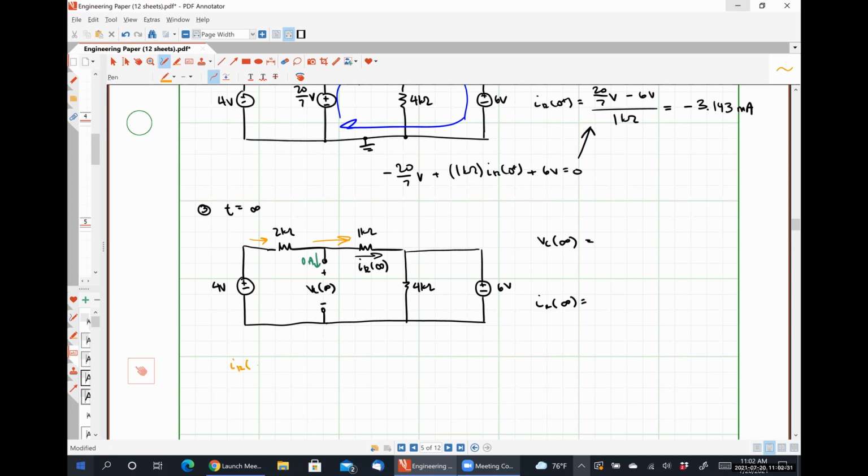So I could say that IR at infinity is 4 volts minus 6 volts divided by 2 kilo ohms plus 1 kilo ohms would give me negative 2/3 of a milliamp, if I did my math correctly. Does that analysis make any sense to you guys? Yes. All right.